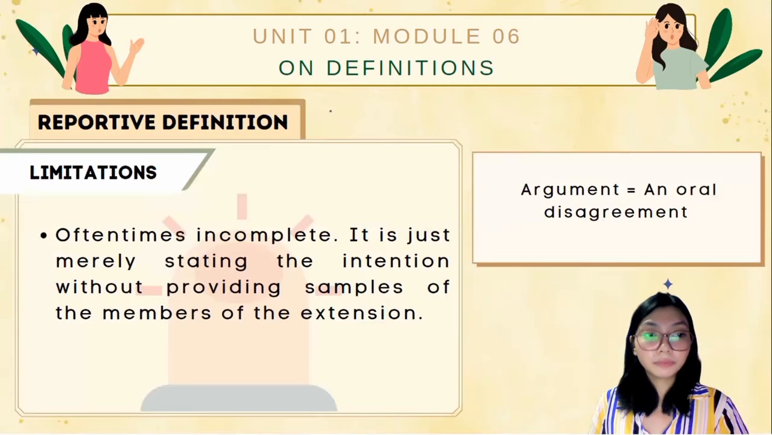And so, reportive definition also comes with its limitation. Similar to any dictionary, reportive definitions are commonly somewhat incomplete. Many terms are usually just defined only ostensibly or by synonyms. It is mainly focusing on the intention itself without providing any sufficient examples of the members of the extension.